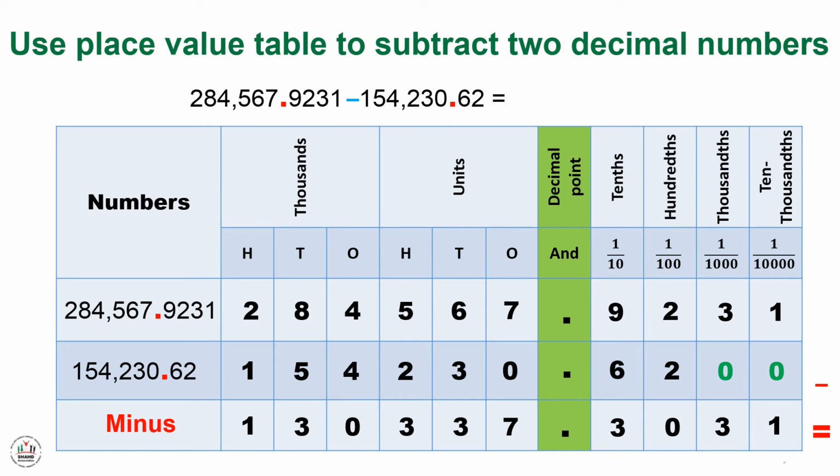So the final result of 284,567 and 9,231 minus 154,230 and 62 hundredth is equal to 130,337 and 3,031 10,000th. So the final result of this example is equal to 130,337 and 3,031 10,000th.